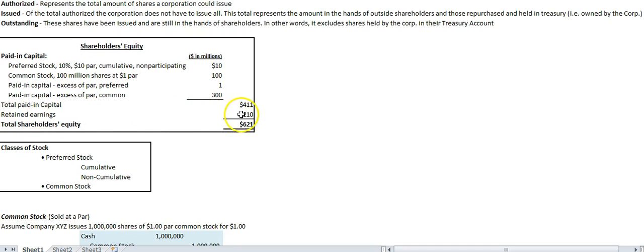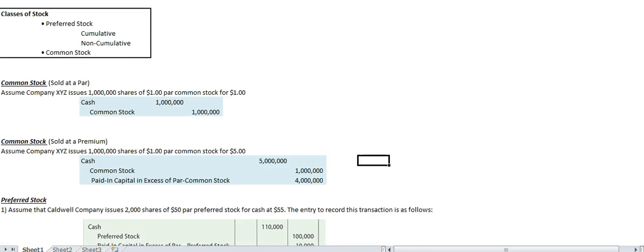This here is simply the earnings of the corporation. The earnings of the corporation that stay in the corporation will roll into this line item down here. Okay, retained earnings. And there are other things in shareholders' equity, but they're beyond the scope of this discussion for this course.